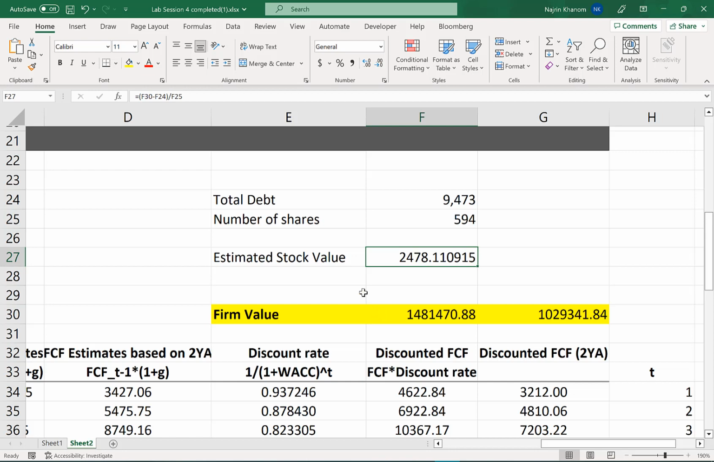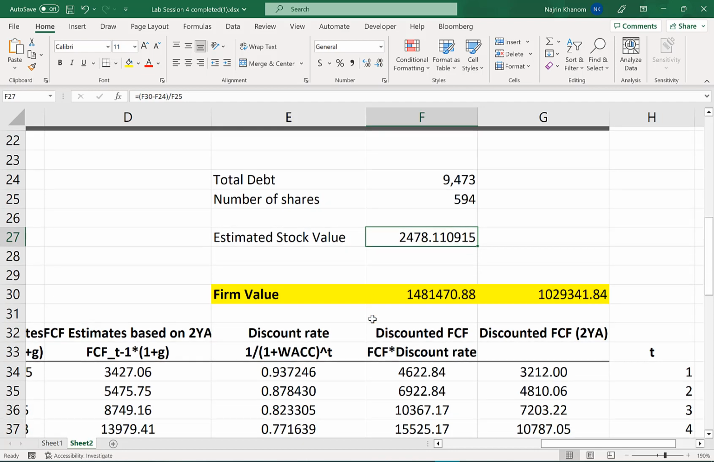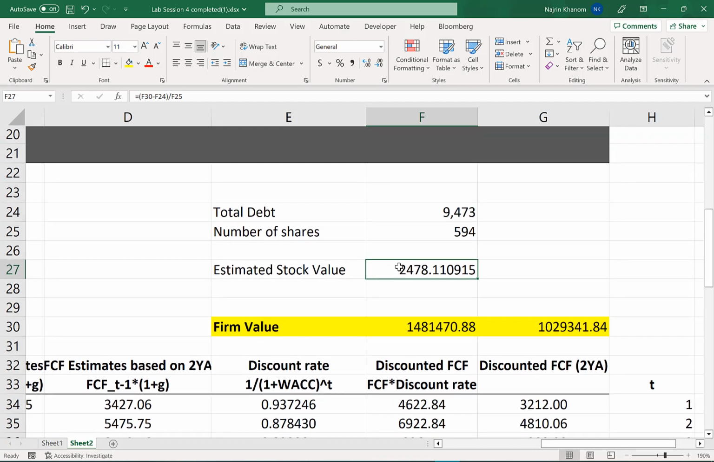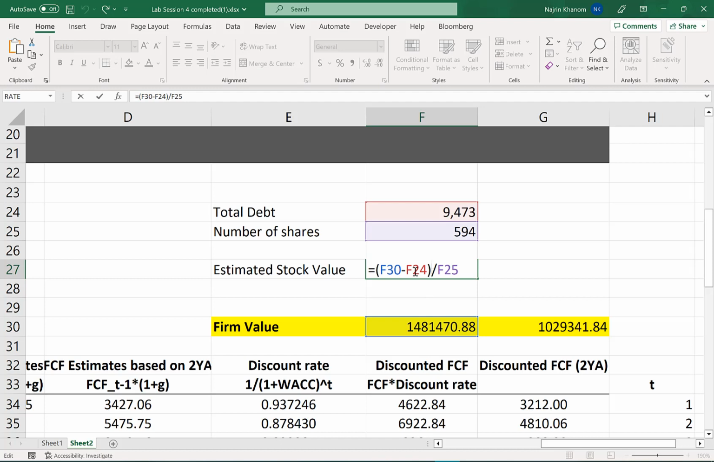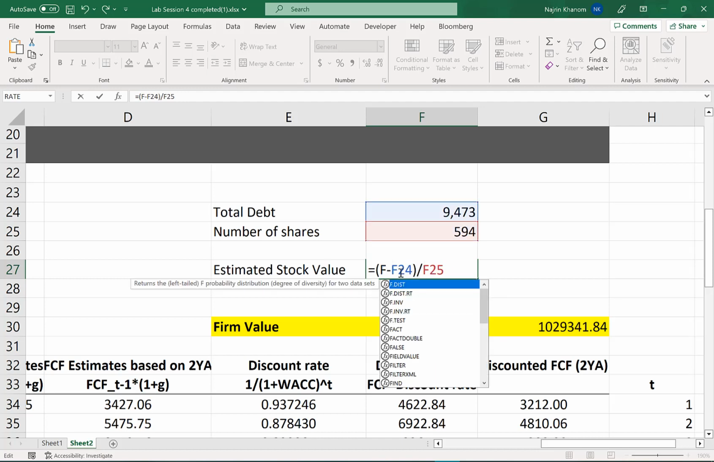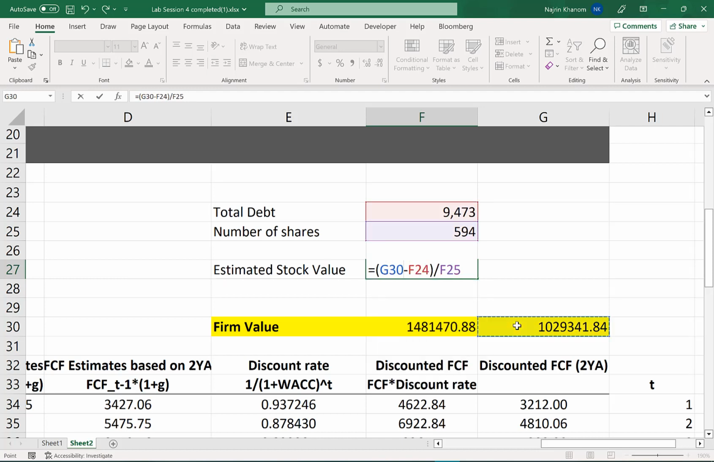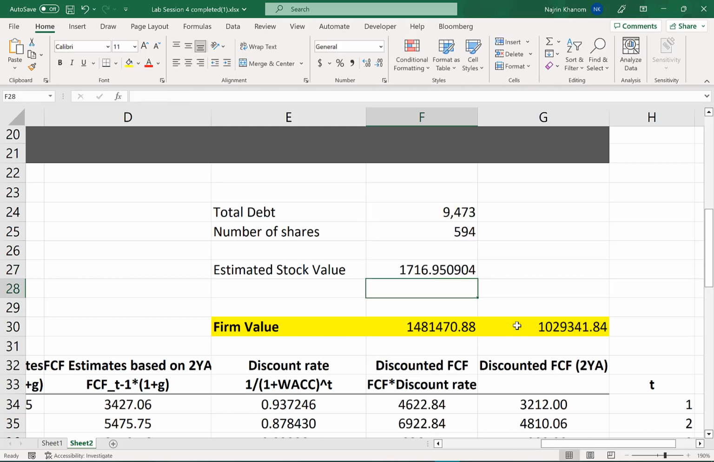2,478. That seems quite unreasonable of an estimate, especially given that Southwest has been trading in the 30s, so this does not seem reasonable. So let's see how sensitive this is to our base year estimation. So instead of using 2022 as the base year, had we used the pre-pandemic cash flow as the base, how our valuation would have changed.